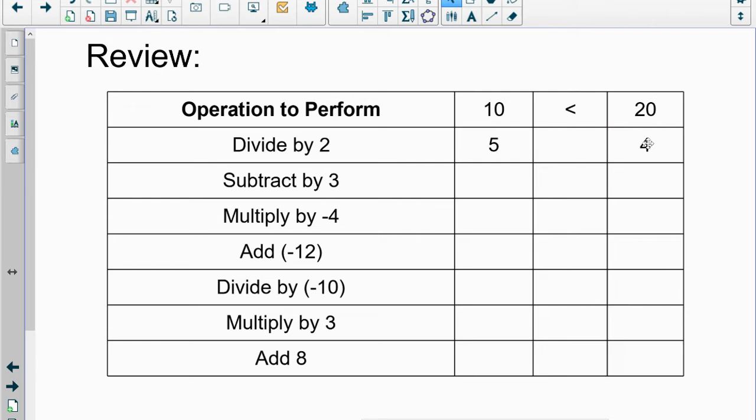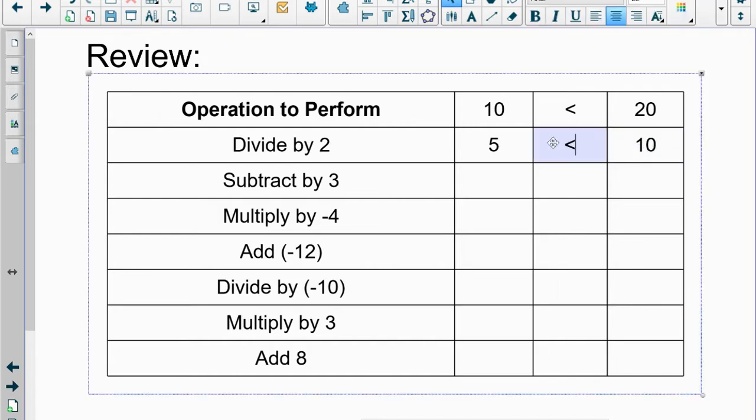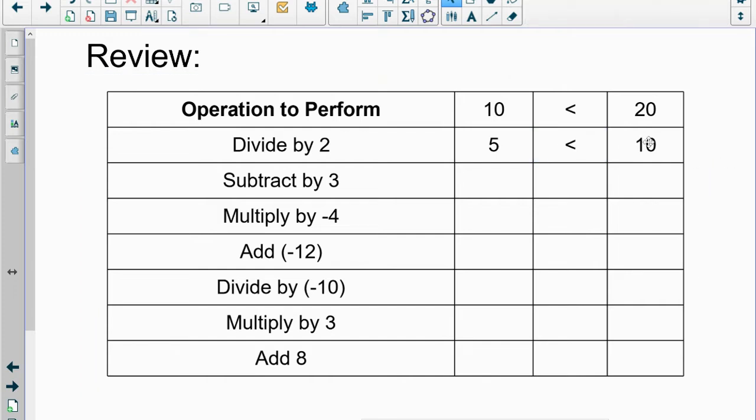Now, looking at our inequality symbol, we're comparing these two numbers, 5 and 10. And we would say that, well, 5 is less than 10. Okay, 10 is the bigger number, so the alligator's mouth is open towards that number. From left to right, though, we can read it as 5 is less than 10.